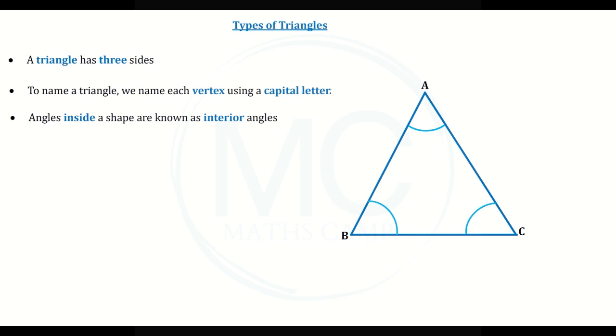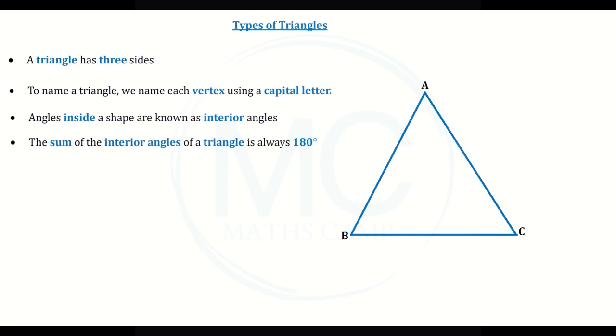The third way is to use lowercase letters, and we can write these angles inside the curve on the diagram. So here we have angle a, angle b, and angle c. The sum of the interior angles of any triangle is always 180 degrees. So if we add angle A, angle B, and angle C together, we will always get 180 degrees.